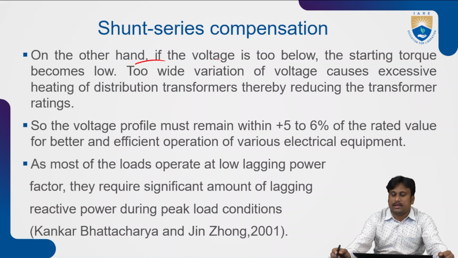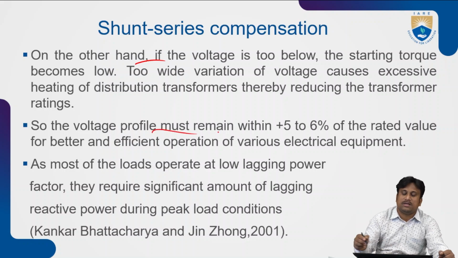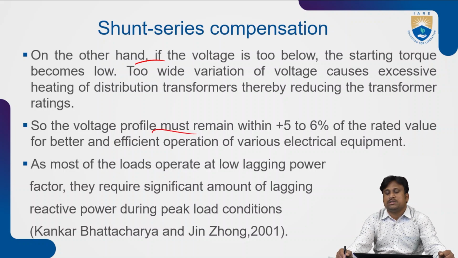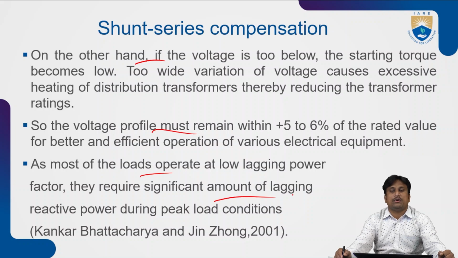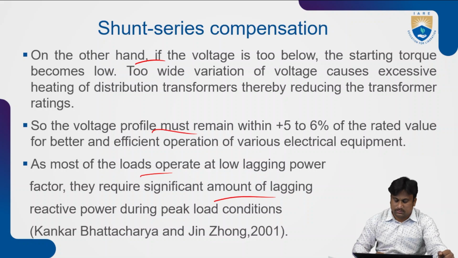On the other hand, if the voltage is very low, then the starting torque becomes low. Very large variations in the voltage cause excessive heating of the distribution transformer, thereby reducing the transformer rating. The voltage profile must be within plus or minus 5 to 6% of the rated value for better and efficient operation of the electrical equipment. As most of the loads are operating at low lagging power factors, they require a significant amount of lagging reactive power during the peak load conditions.